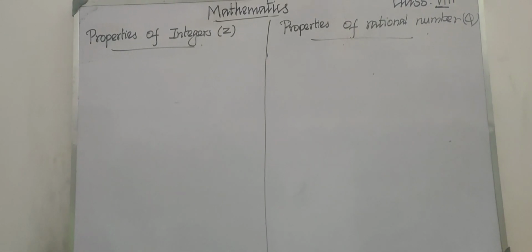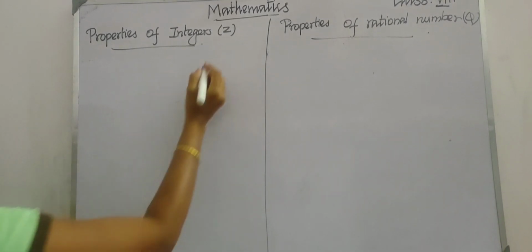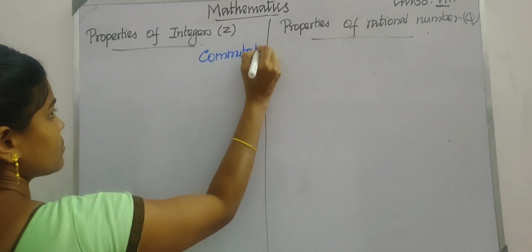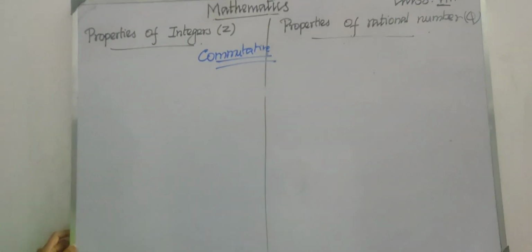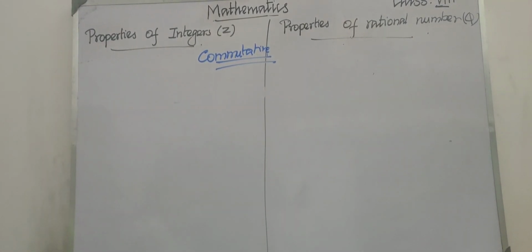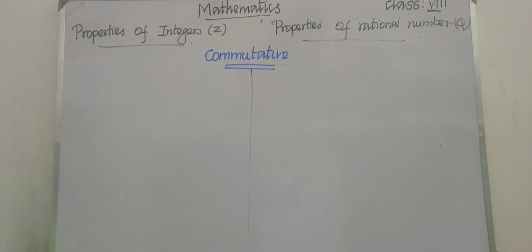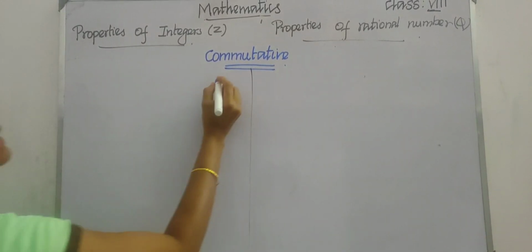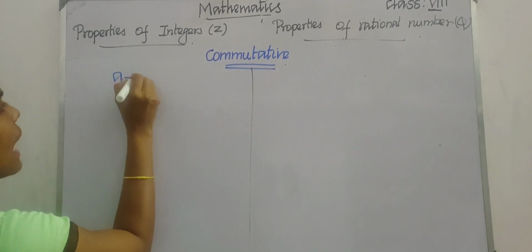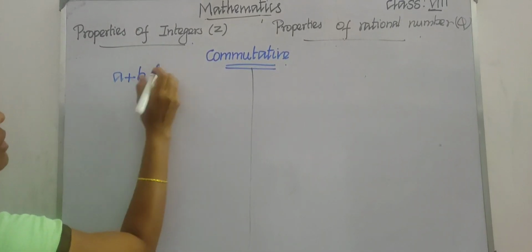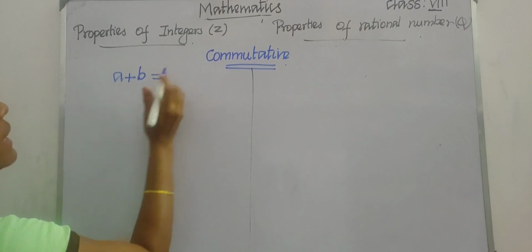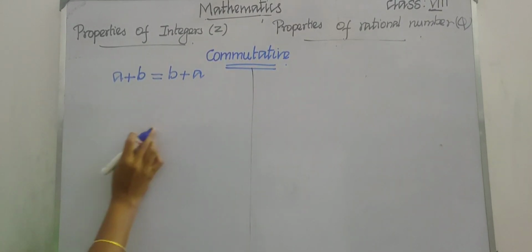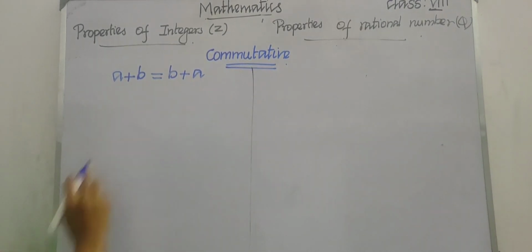And the next is about commutative property. Okay, commutative. So first of all, let us see about addition of integers. Commutative means if you are adding any two integers in one order, it will be equal to adding them in a different order. Simply we can order it differently, that is a plus b equal to b plus a.